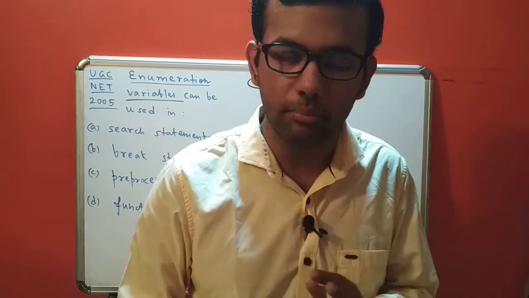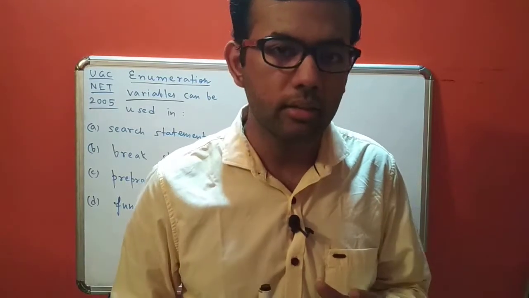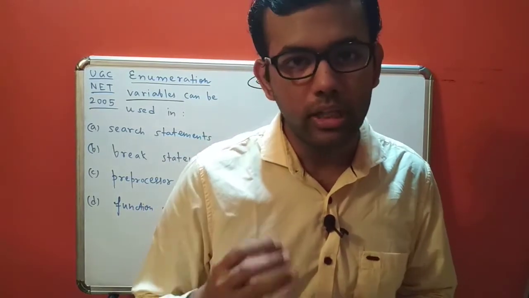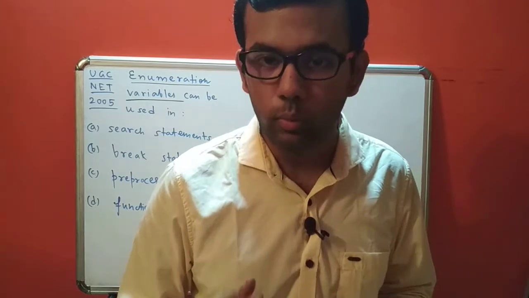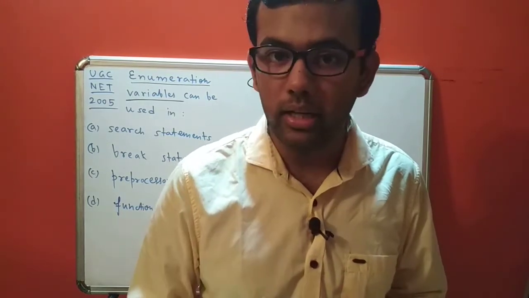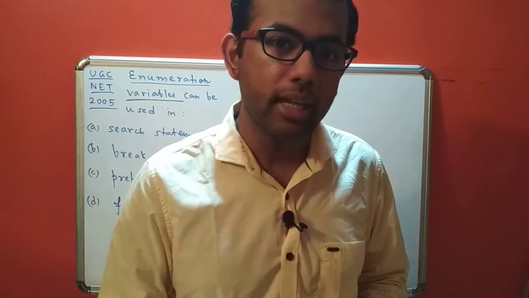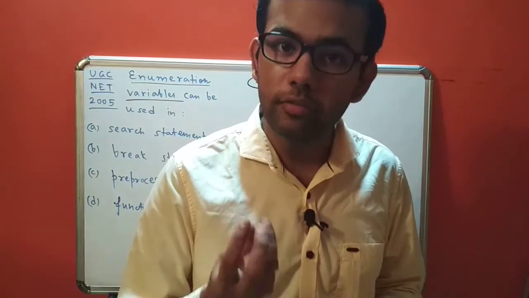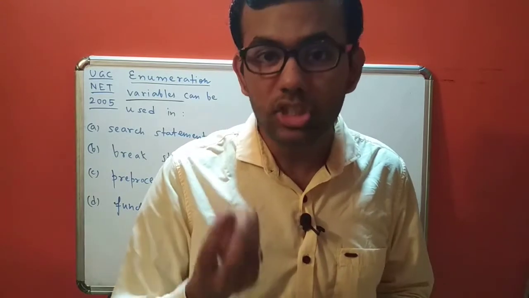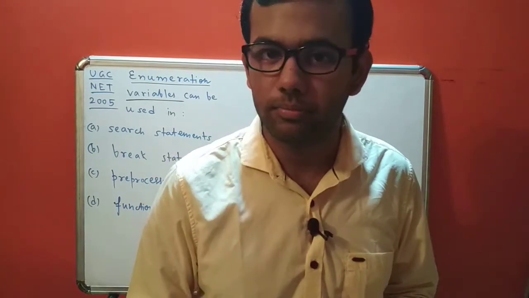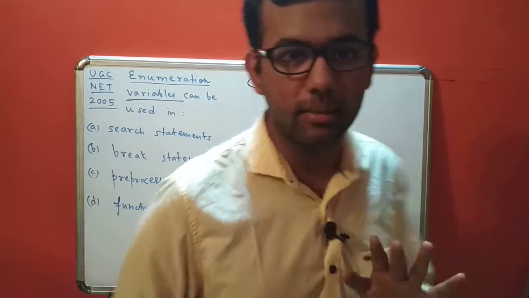I'll explain with an example. Just try to understand the theory behind it first. Enumerated variables are used when it is known that your user-defined variable will take in only a fixed, predefined, small set of values. Okay? Now let's see this with an example.